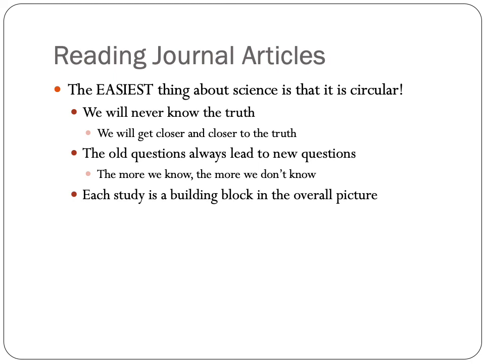So in reading journal articles, which is what you're going to be doing in this class, the easiest thing about science is that it's circular. Remember, we talked about that way at the beginning of the lecture, right? We will never actually know the truth. We only kind of get closer and closer to the truth, right? Imagine vultures circling but never actually going down to the dead animal. That's kind of what we're doing in science, right?